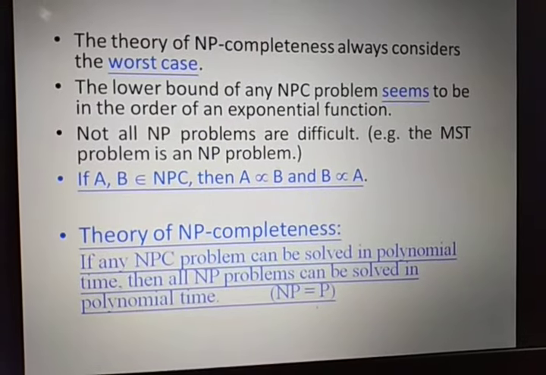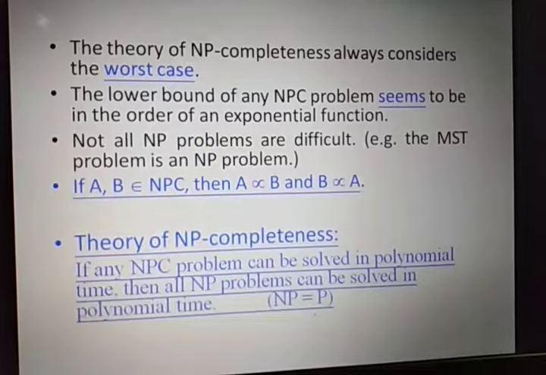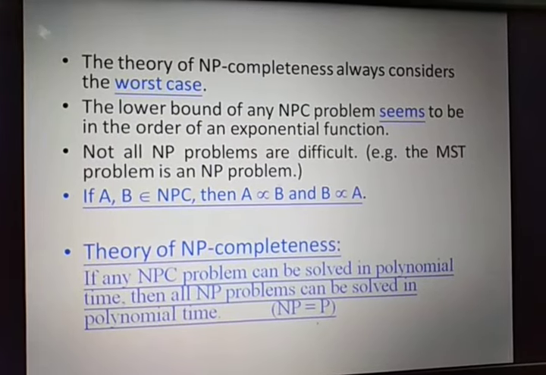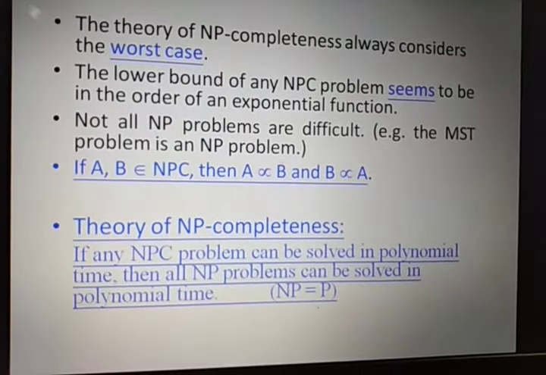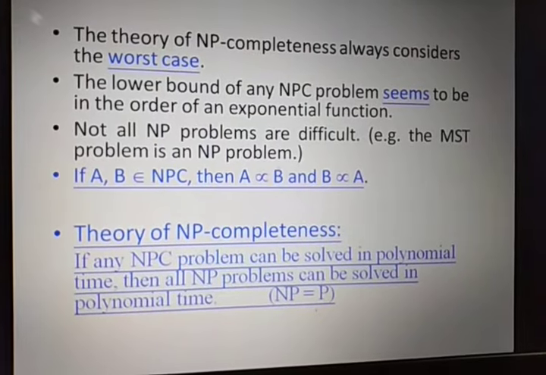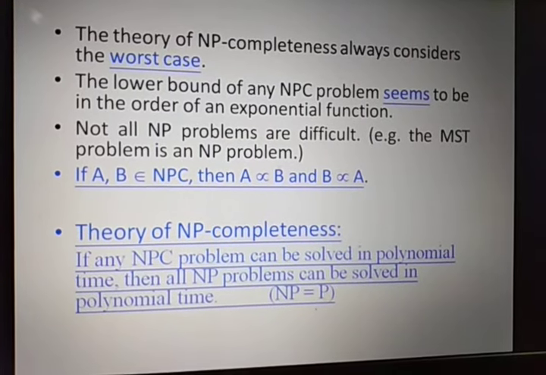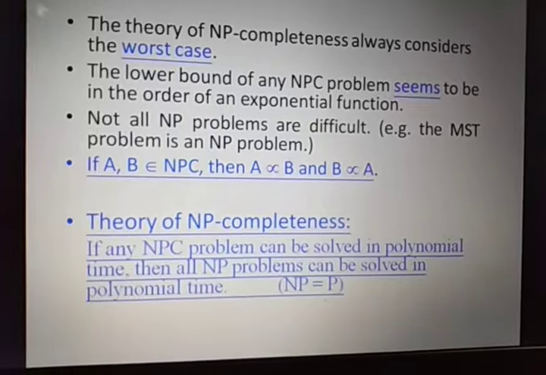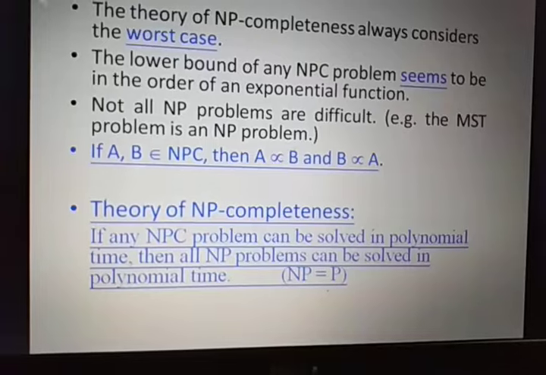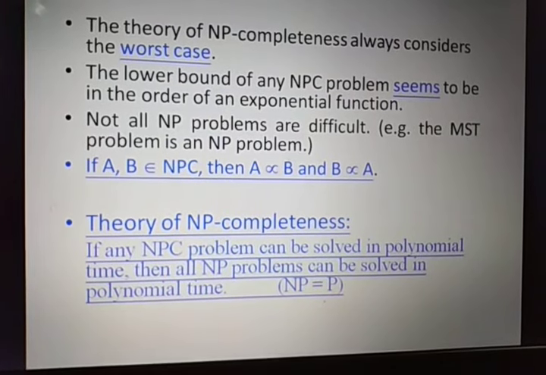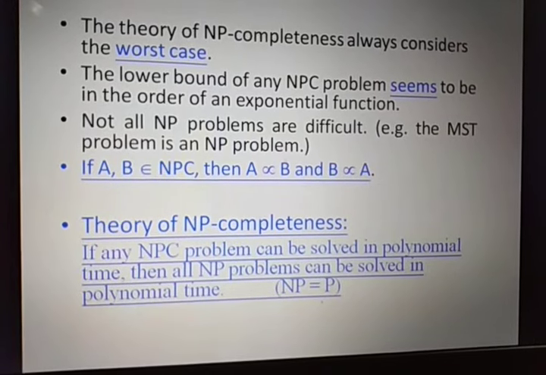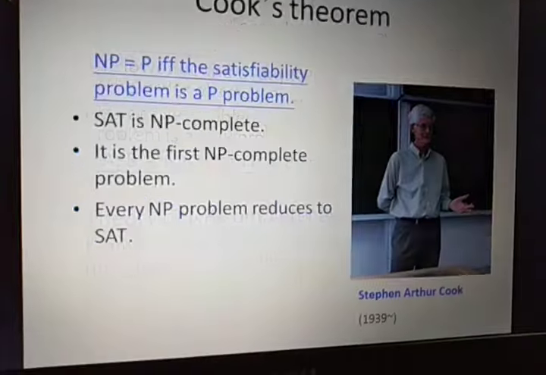The theory of NP-completeness always considers the worst case, and we have already studied in lower bound theory that the worst cases are established by the lower bound theory. Not all NP problems are difficult, and if A and B belong to NP-complete, then A reduces to B and B reduces to A. The theory of NP-completeness states that if any NPC problem can be solved in polynomial time, then all the NP problems can be solved in polynomial time, that is, P is equal to NP.